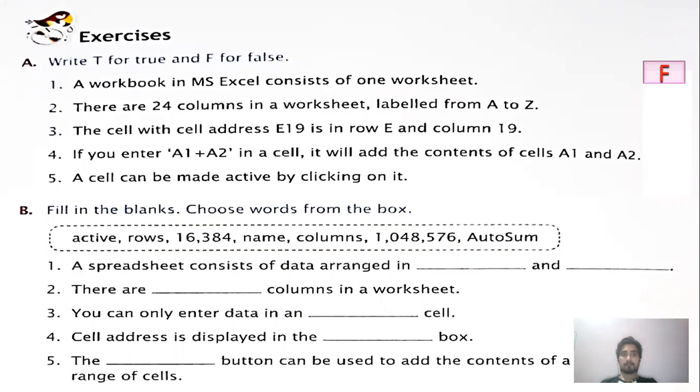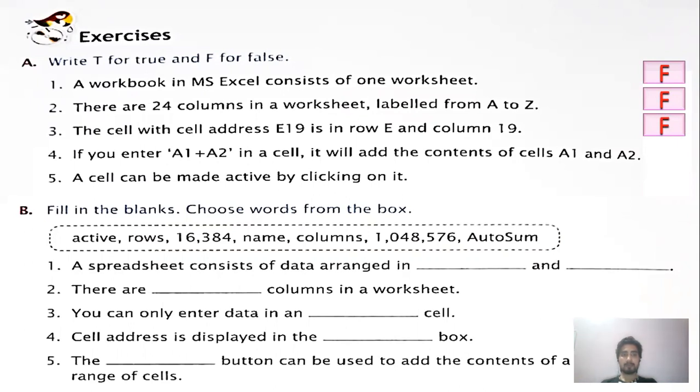Second, there are 24 columns in a worksheet labeled from A to Z. It is also false because we know that there are plenty of Excel columns, in which the last Excel column is XFD. So this will be false. The cell with cell address E19 is in row E and column 19. So this will also be false because the alphabet denotes the column. So E is the column and 19 is the row number. So that's why this will be false.